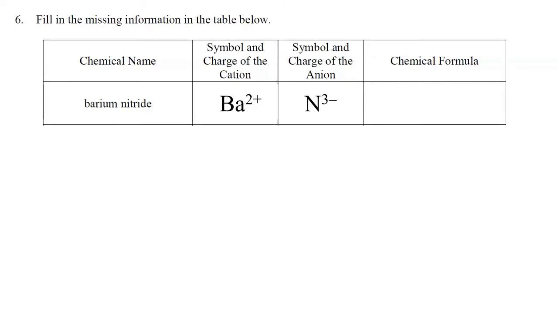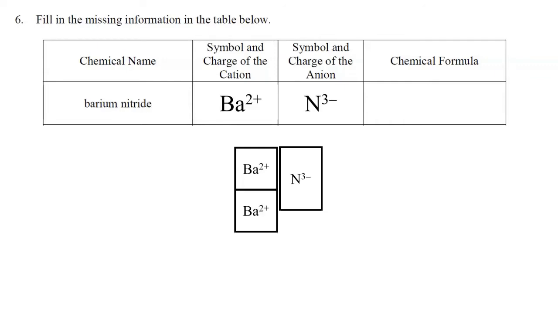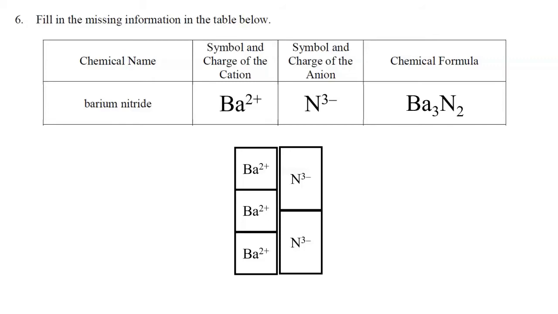And then now we have barium nitride. So I have a +2 for barium, a -3 for nitride. In order to get the charges to balance, I'm going to need a total of 3 barium ions for a +6 and 2 nitride ions for a -6. The correct chemical formula is Ba3N2.